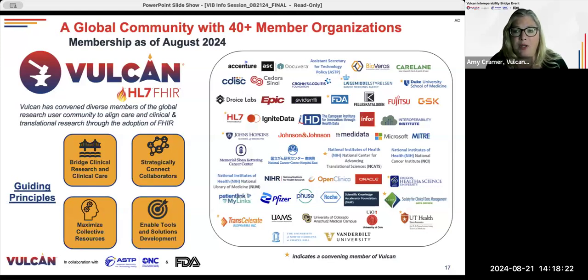The other thing that I think makes Vulcan very special is we have 4 guiding principles. We do not deviate from these 4 guiding principles. The first is that we're looking to bridge the data between clinical care and clinical research. And even as we're broadening out in Vulcan, just bringing the data between all of the organizations and the stakeholders that make up clinical research. And then when we bridge that, we like to strategically connect collaborators, like today, where we're talking about multiple groups that are working on things that are relevant to each other's work. How can we come together and thereby maximize our collective resources? And in the end, the goal, of course, is to enable tools and solutions that we can deploy in order to move us into the future of clinical research. If we go to the next slide, please.